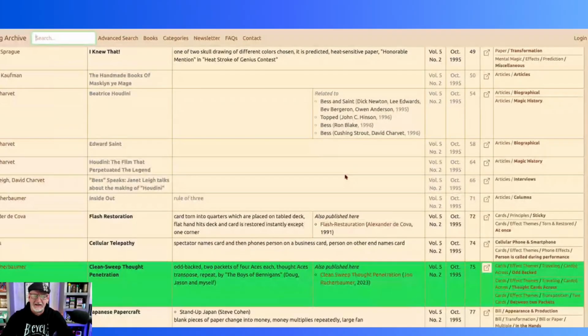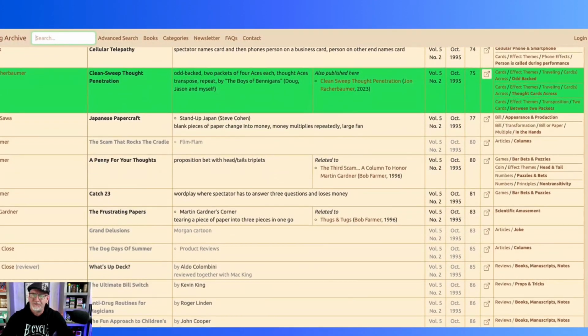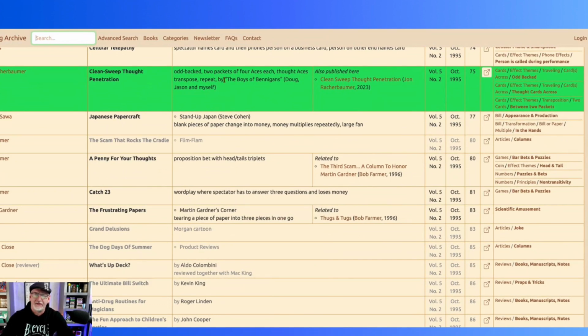Let's get a little bit of credits on this. We printed this in '95 in Magic Magazine. You're going to find this. I had to go over here to the Conjuring archive to look it up. The clean sweep penetration of thought. The Boys of Bennigan's. This is the only place I get a credit.